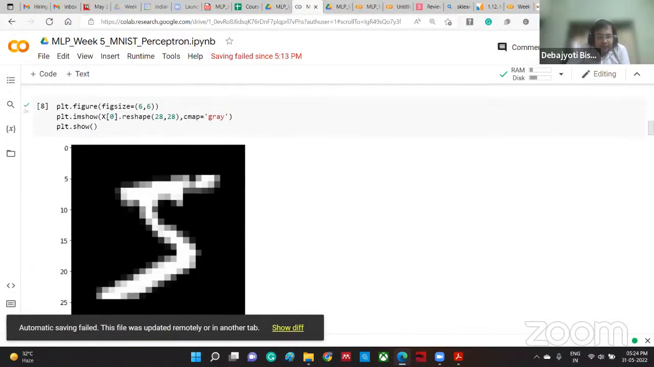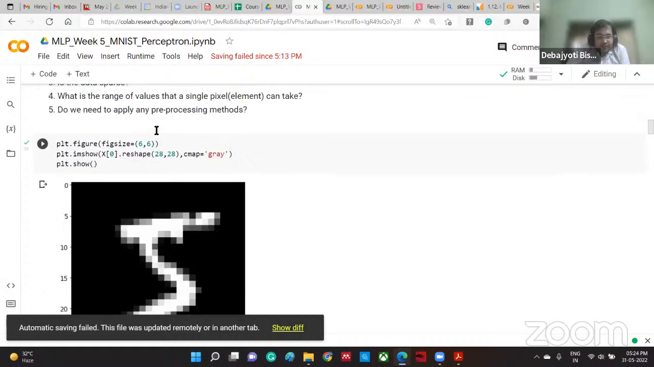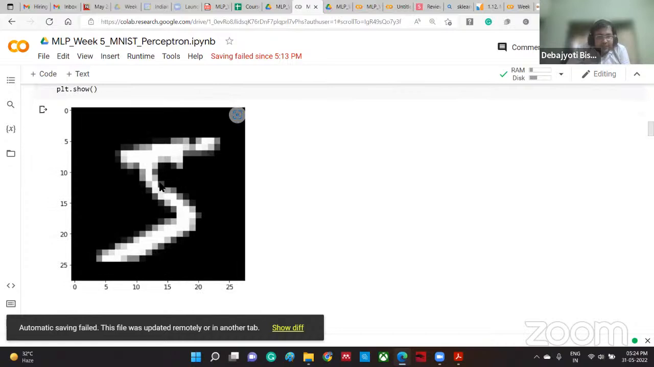And if you take one, you can actually understand. So this is the figure size which we are putting, and we are reshaping it to 28 by 28. And you can see this is one single image. It looks like this. Okay.